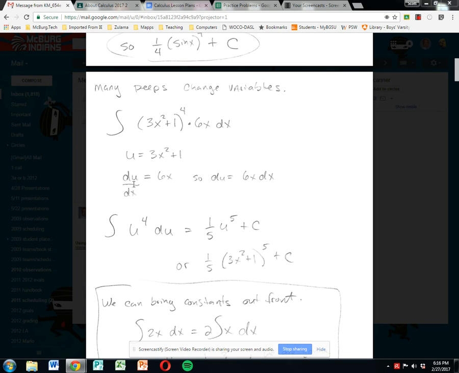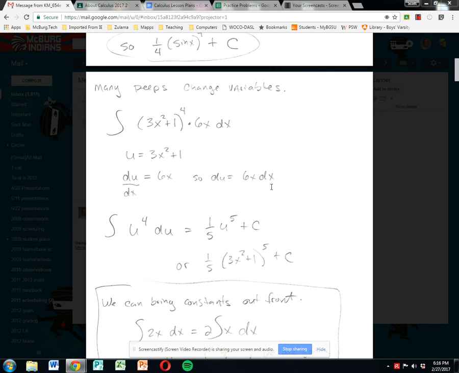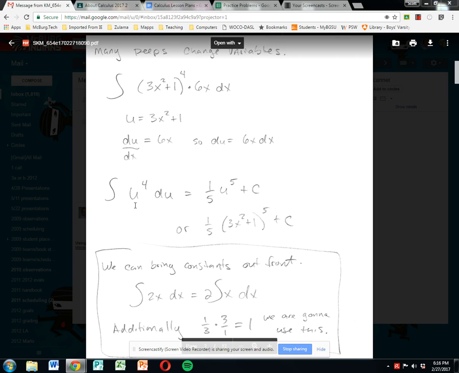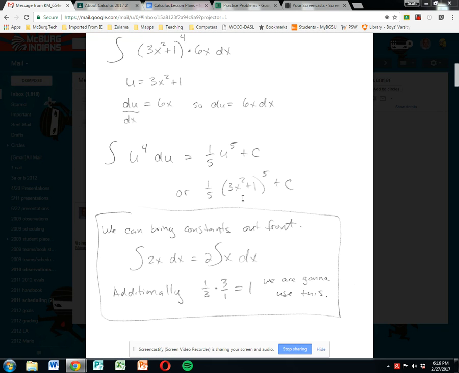If they take the derivative of u with respect to x, it should be du dx is equal to 6x. Most people write this du on its own and multiply both sides by this dx, so it just becomes du is equal to 6x dx. So if you'll notice, this piece here is just du. This piece here, 3x squared plus 1 to the fourth, is just u to the fourth. So I've got u to the fourth du, or 1/5 u to the fifth, applying the antiderivative, plus some constant c. And then we can go back in and sub the value of u back in when we're done.